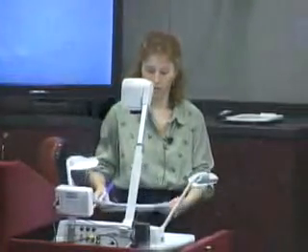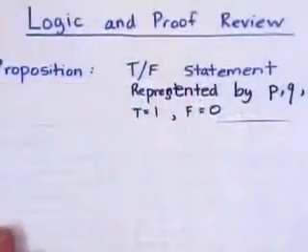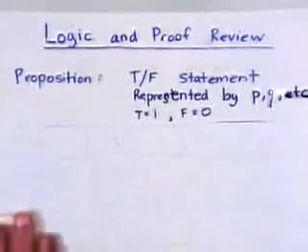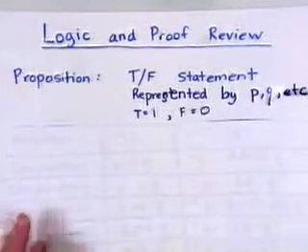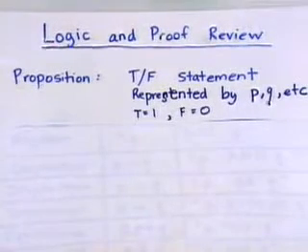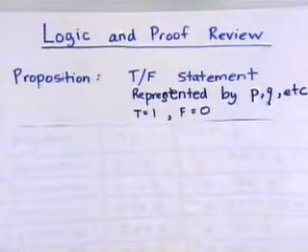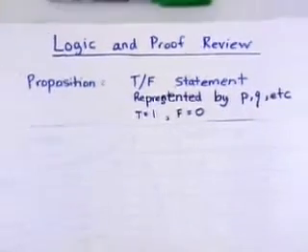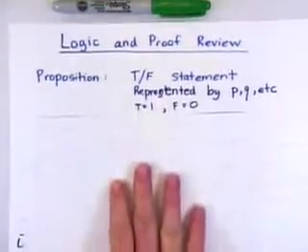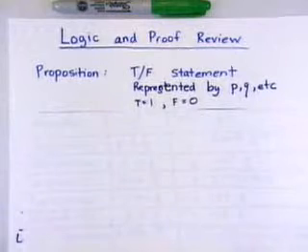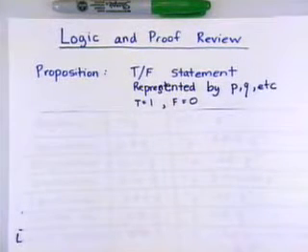So let's do a review of the things that we talked about last time. We talked about logic and proof. We started with the definition of a proposition, which was a true-false statement. We represented that with a small letter P or Q. We also said that true was equal to 1 and false was equal to 0. We made tables with that.